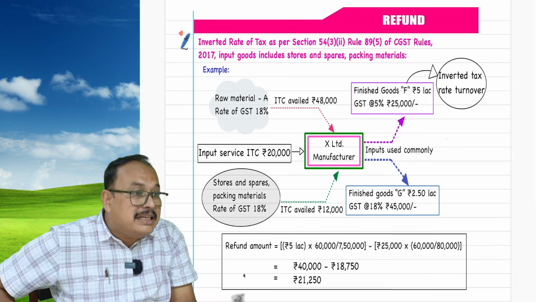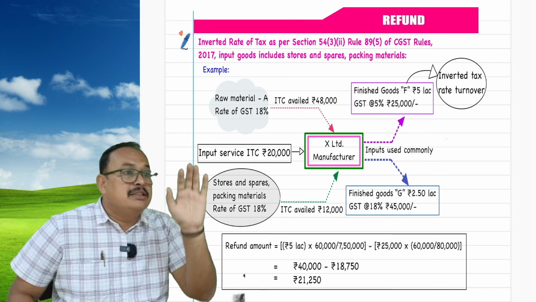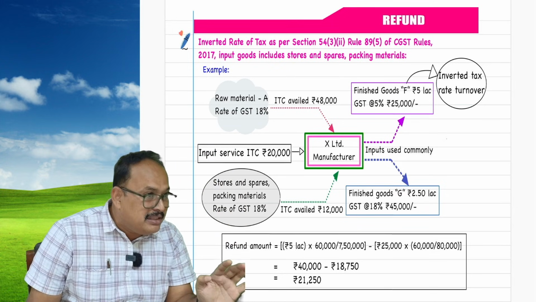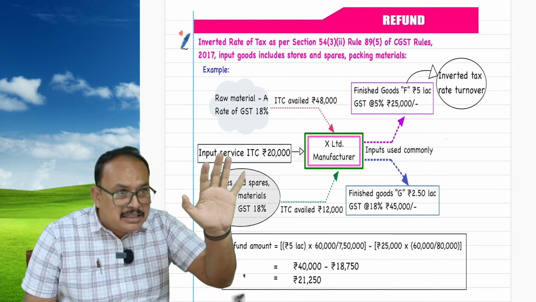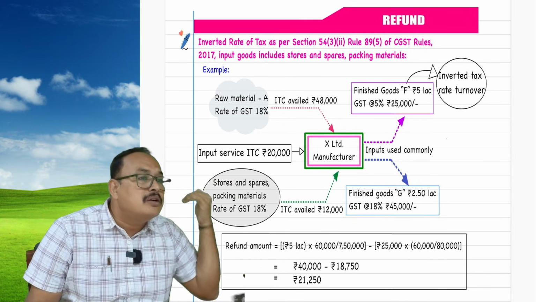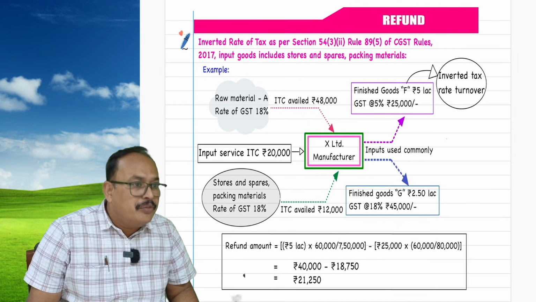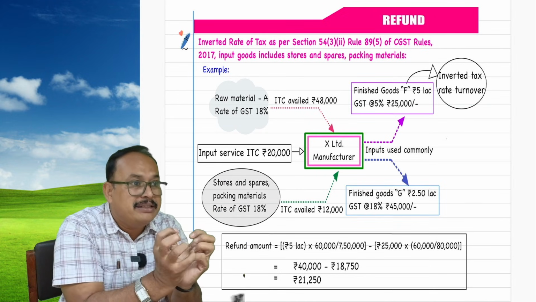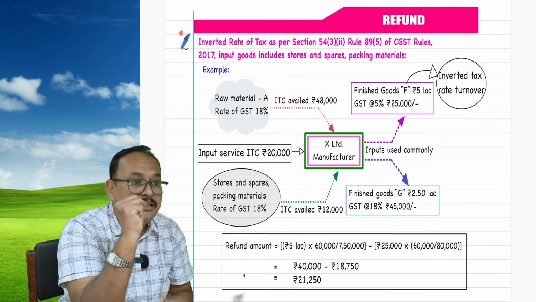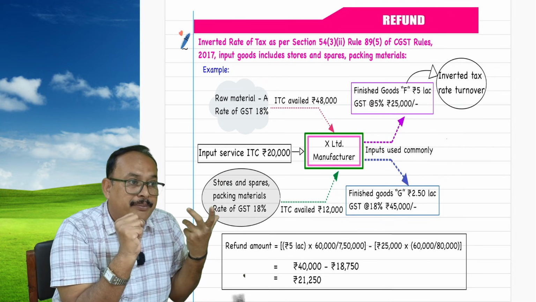Input tax credit, how much? 60,000 net credit on input goods, multiplied with inverted turnover 5 lakhs divided by total turnover 7.5 lakhs. How much comes? 40,000 is derived as A. A, how much? 40,000. Now find the B.